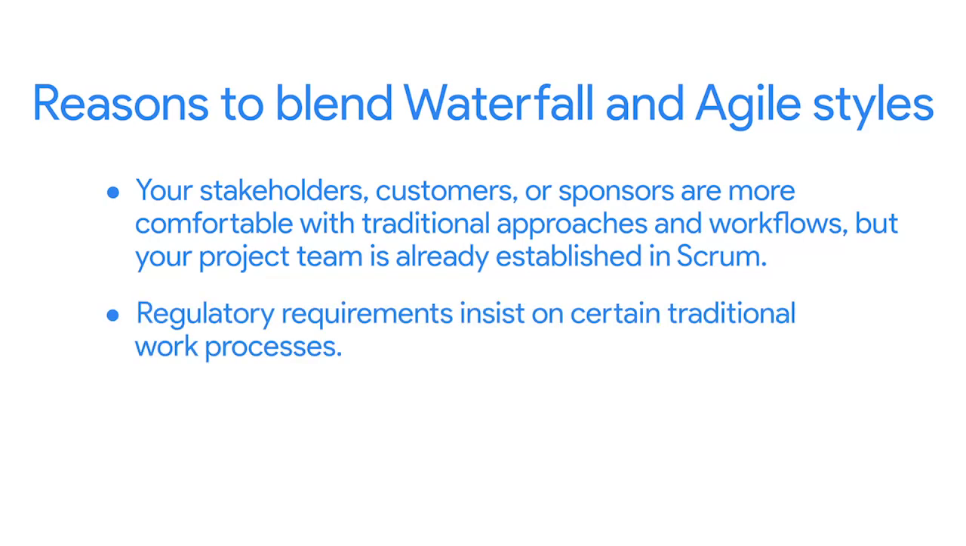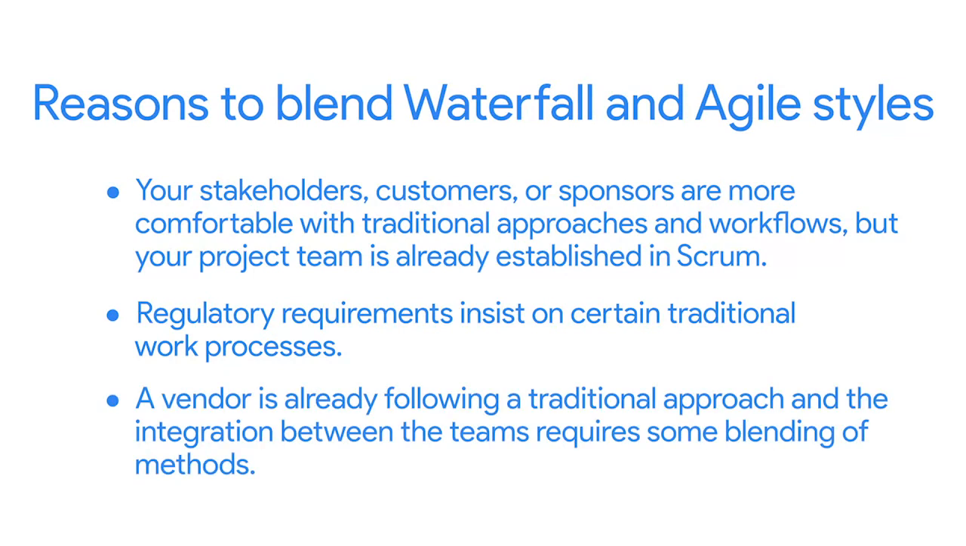Maybe there are regulatory requirements that insist on certain traditional work processes, such as large requirement documents for certifications. Or it could be that one of the vendors involved in a large project is already following a traditional approach, and the integration between the teams requires some blending of methods. In these cases, a project manager might choose to blend aspects of Waterfall and Agile so that different parts of the project can be worked on in ways that meet project requirements, but don't negatively impact other parts of the project, or the project as a whole. Let's explore some more examples of how to blend methods.